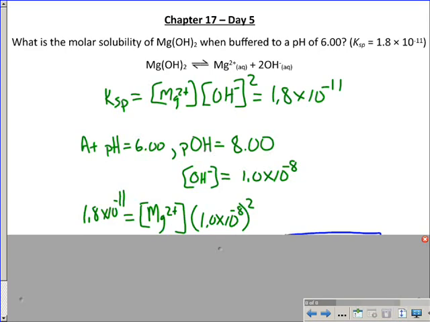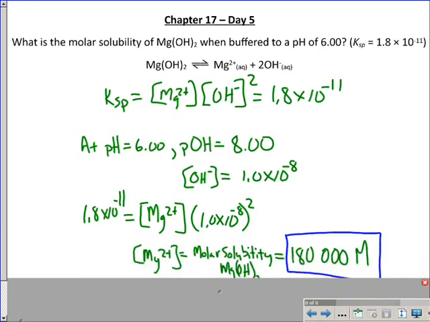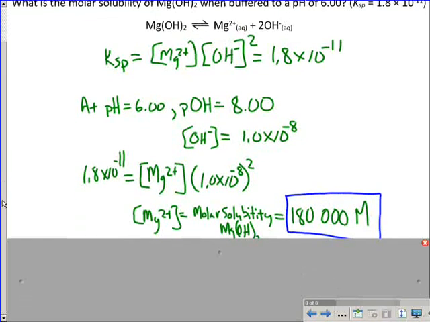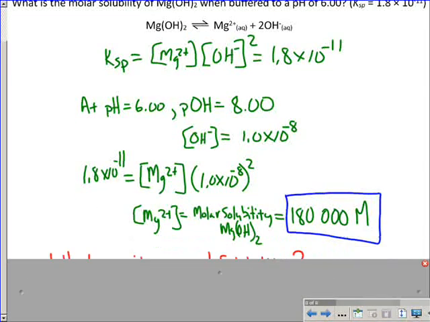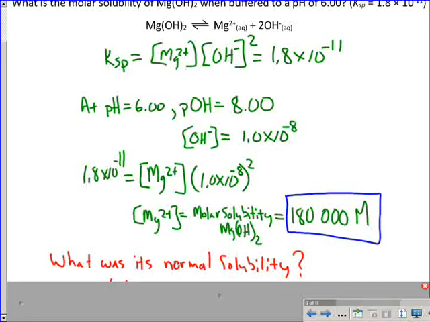Now, what you need to realize is when we're solving for Mg2+, based upon the situation, the molar solubility of Mg(OH)2 and Mg2+ are going to be the exact same. So when I'm calculating my new concentration of Mg2+, that's going to be related to my molar solubility of Mg(OH)2 on a one-to-one basis. So if Mg2+ ends up equaling 180,000 molarity, then that would be the molar solubility of Mg(OH)2 as well. Well, that's an incredibly high solubility. Now, to answer the question, how does that compare to the normal solubility, which wasn't asked, I want to make sure you understand how we would look at that.